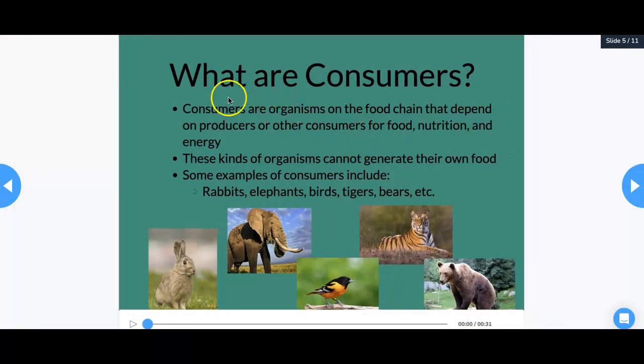So here is the same kind of thing except with consumers. Again, I let them know what consumers are, what they depend on to survive, and their role in an ecosystem, as well as different examples of consumers.